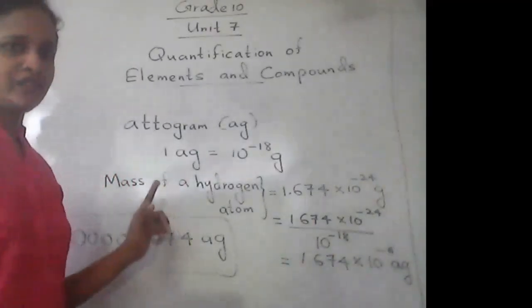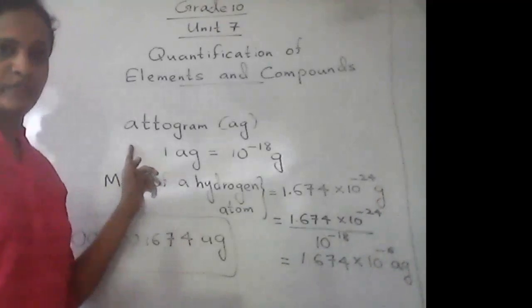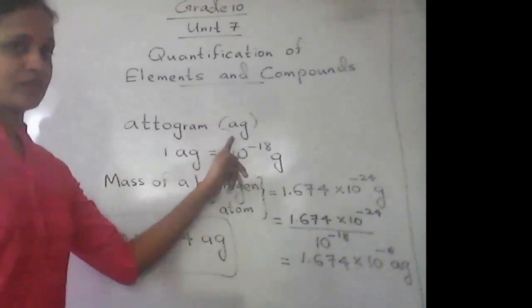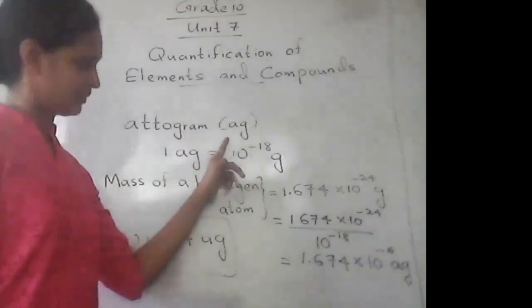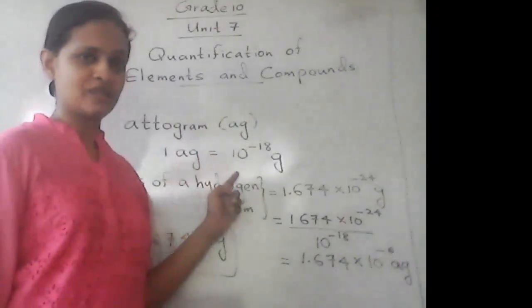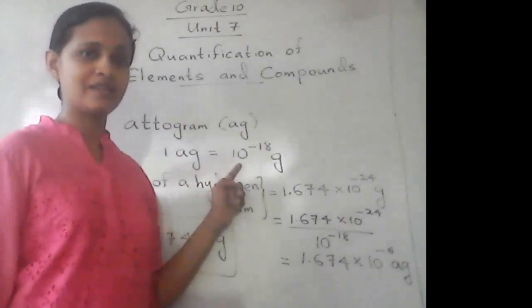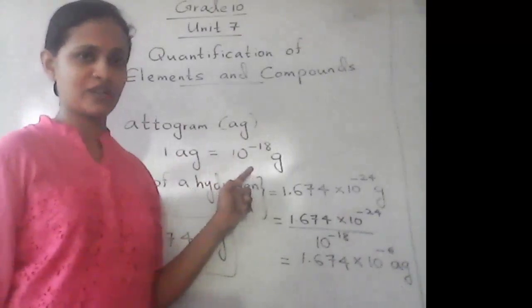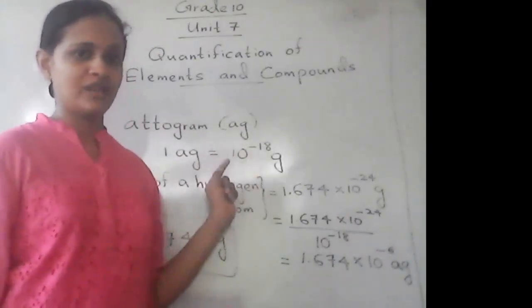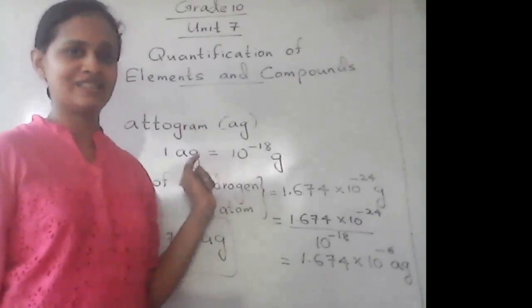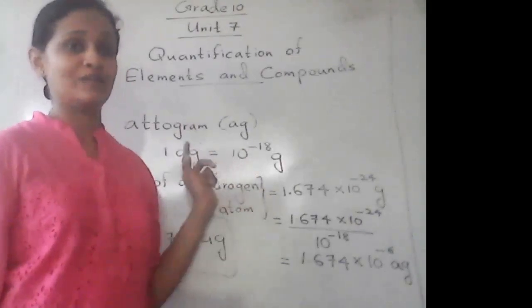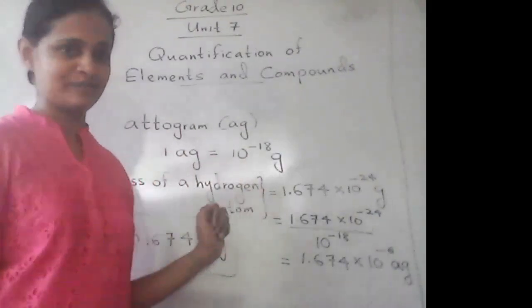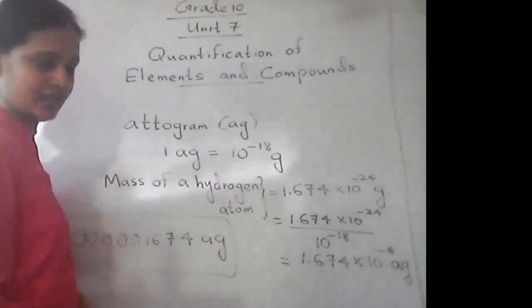Now, when we take the smallest unit of measuring mass, that is the attogram, which we symbolize by Ag. So, 1 attogram is equal to 10 to the power minus 18 grams. You can see it is a very small value. If you write it, you will have to put 18 zeros after the decimal point in front of 1. So it is a very small value.